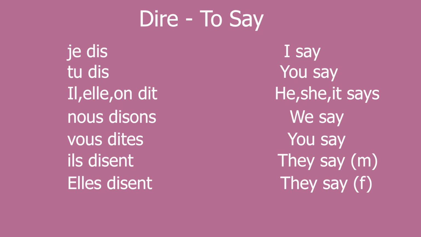Je dis, tu dis, there's IS, il ou elle ou on dit, IT, nous disons, ONS, and now you have vous, vous dites, ITES, and ils disent, ENT. So it looks a little different.